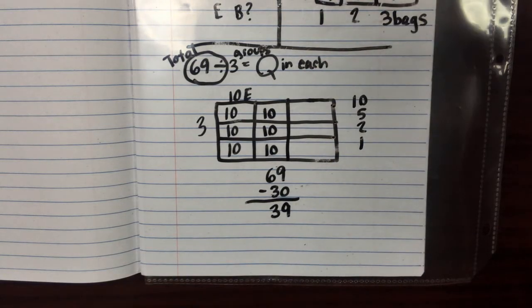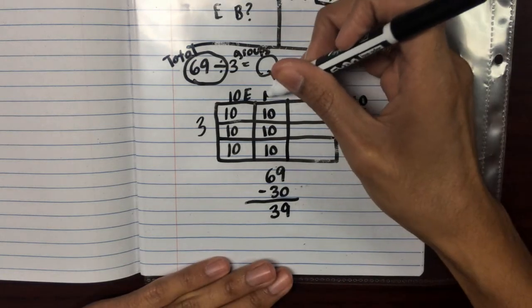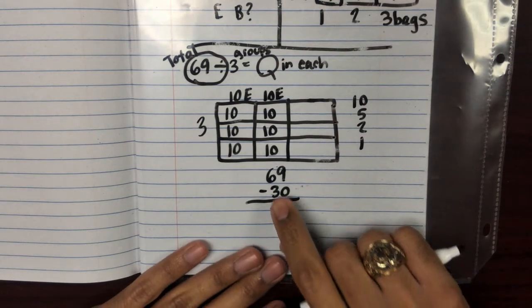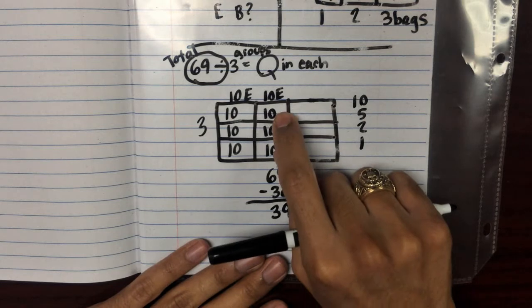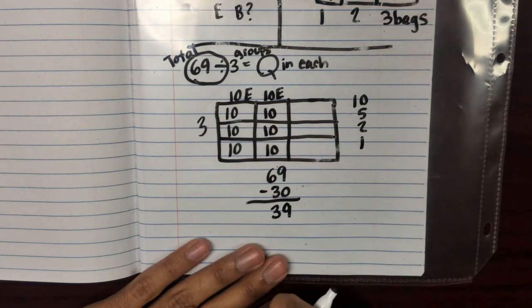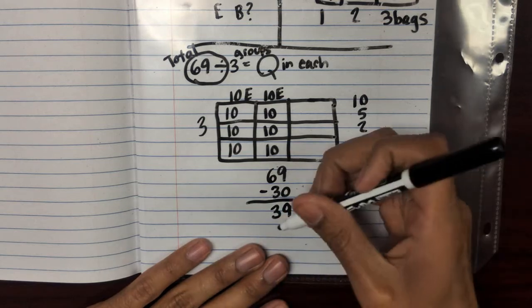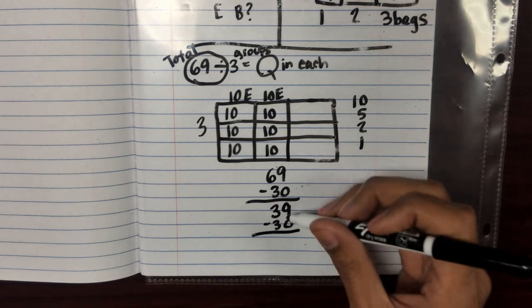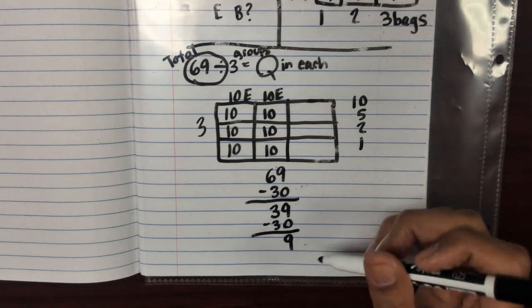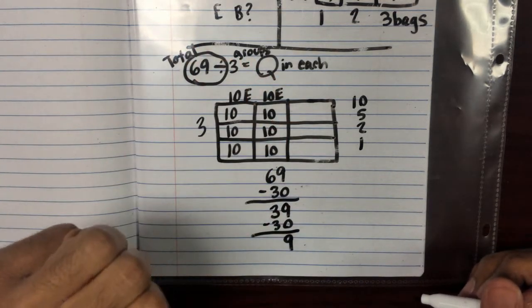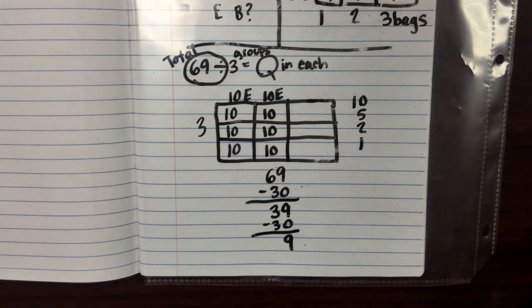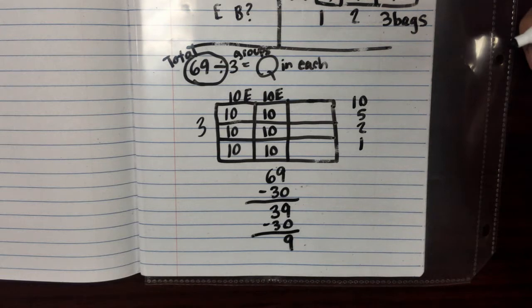How many did I just share with each group? I just shared 10 with each group. How many did I just give away right now? I gave away 10, 20, 30. So I need to take away 30 because I don't have this anymore. I took away 30. 9 take away 0 is 9, and 3 take away 3 is nothing. So how many do I have left to share? 9. Do you guys think that I can keep sharing by 10?